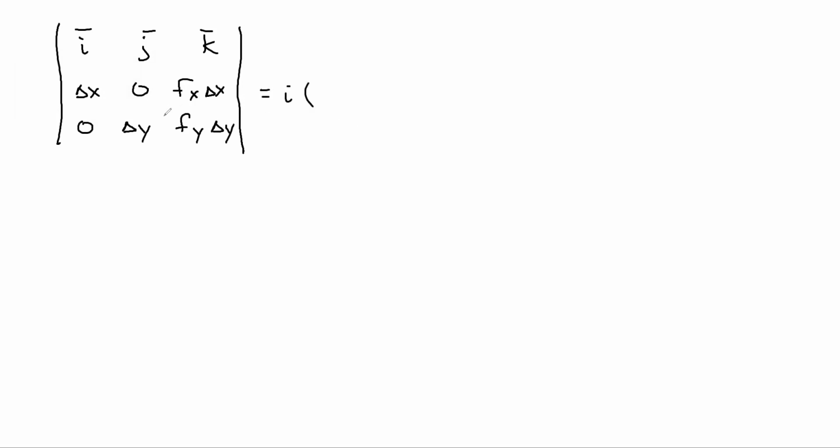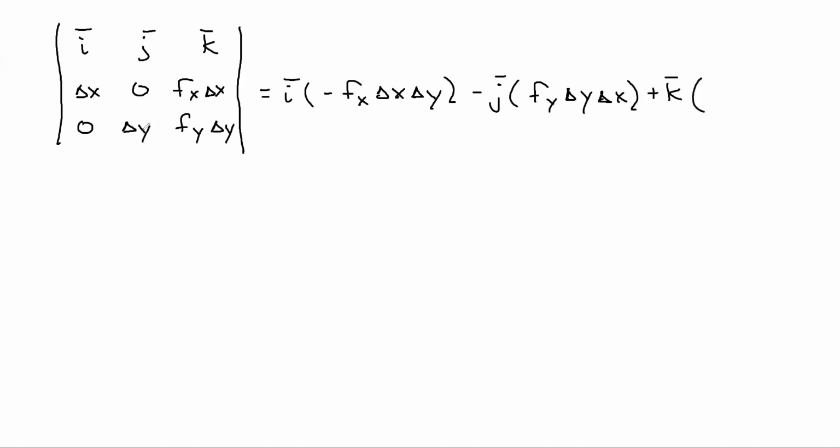So we get i, and we get 0 times partial with respect to x, change in y. So we're going to have negative partial with respect to x, change in x, change in y, then minus j, and then we'll have partial x, or change in x, partial y, change in y. So we could rewrite that as partial y, change in x, then plus k, and we'll get change in x, change in y times 0, or minus 0. All right, so that's going to be our cross product.